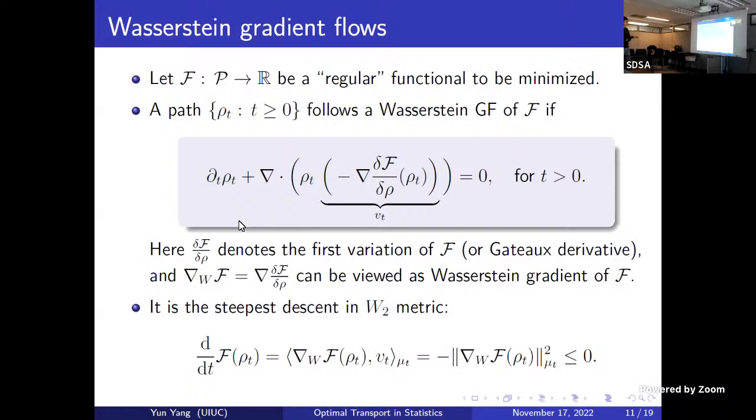And also it is the steepest descent relative to the W2 metric, in the sense that if you think about the time derivative of this functional relative to t, then it would be the negative square. So here is the L2 square relative to rho t. Rho t is the measure, the distribution at time t. So it should be rho t, not mu t. So of this functional square. So also it's negative, so it's always a non-increasing algorithm.